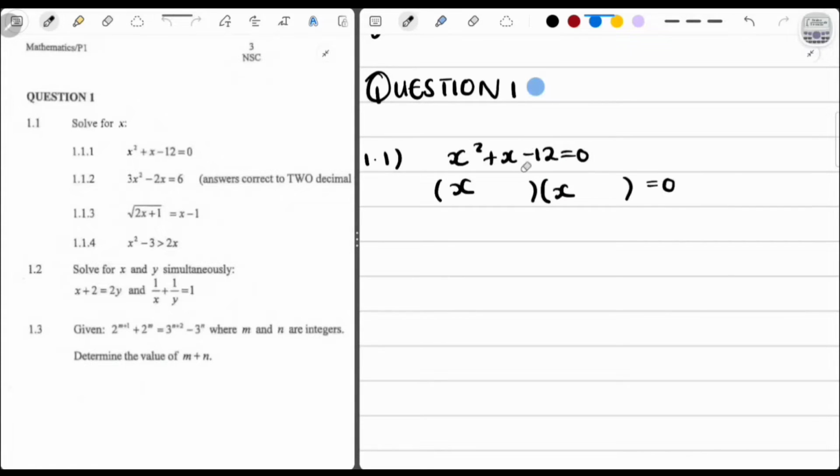Now, what times what can give you negative 12, but in the middle will give you 1. So let's think about that. I can think of factors as 4 and 3. So 4 times 3 is 12. But then I can see that this is negative. So one should be negative. Which one should be negative so we can have a positive 1 in the middle? The 3 should be negative. So that's positive 4 minus 3, which gives you positive 1. So that's plus 4 and minus 3.